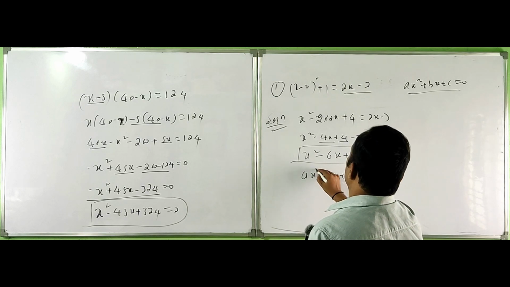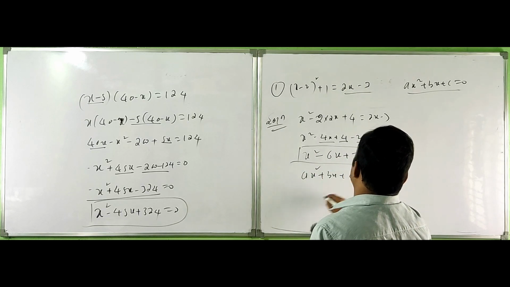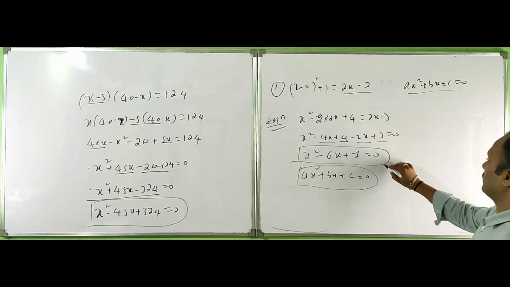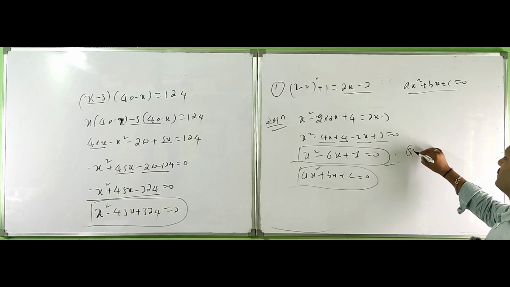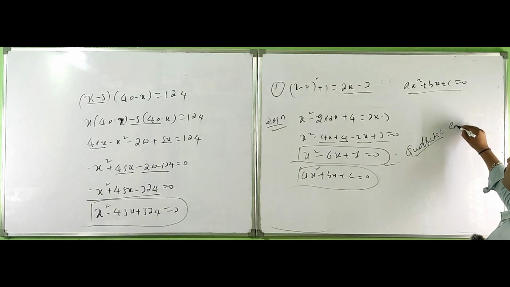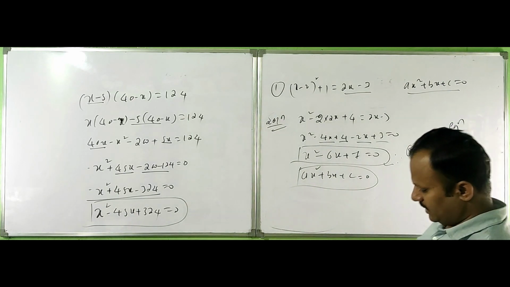ax square plus bx plus c is equal to 0. Therefore, this is a quadratic equation. Okay, let's see the second one.